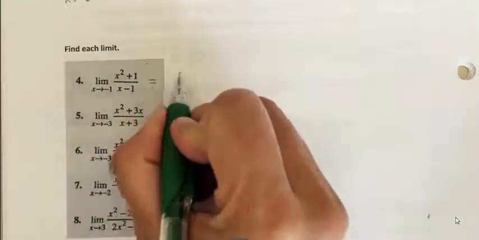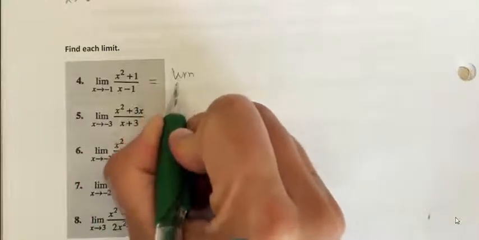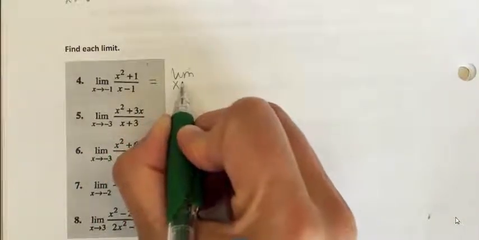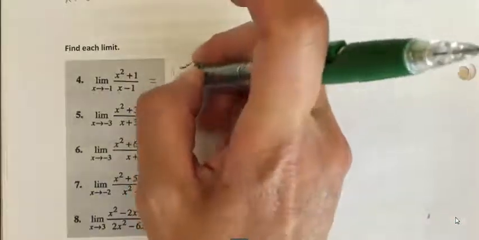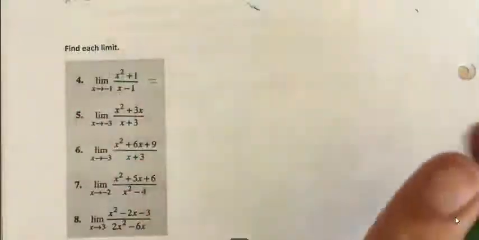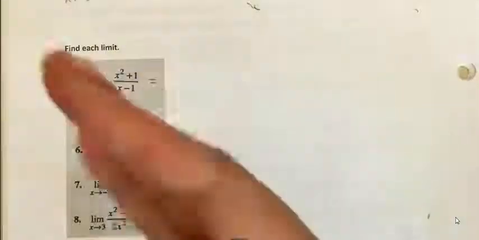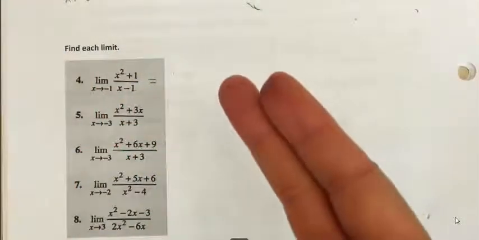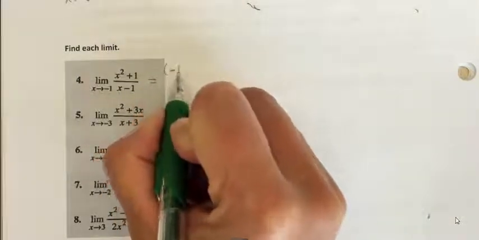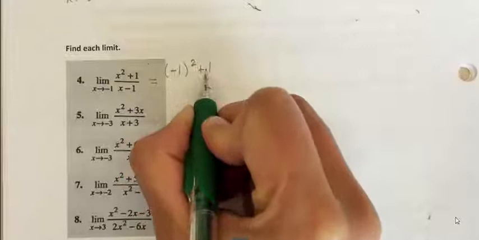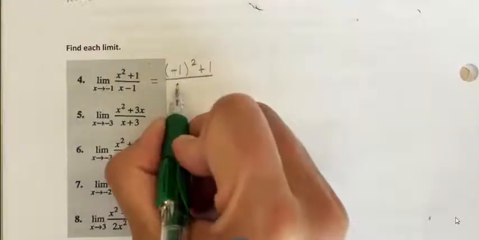I'm not even going to use limit notation here, because I'm just going to start plugging numbers in. You want to use limit notation if you're still simplifying, and I'll give you some examples of that. But here I can just plug -1 in, because I'm just going to evaluate it.